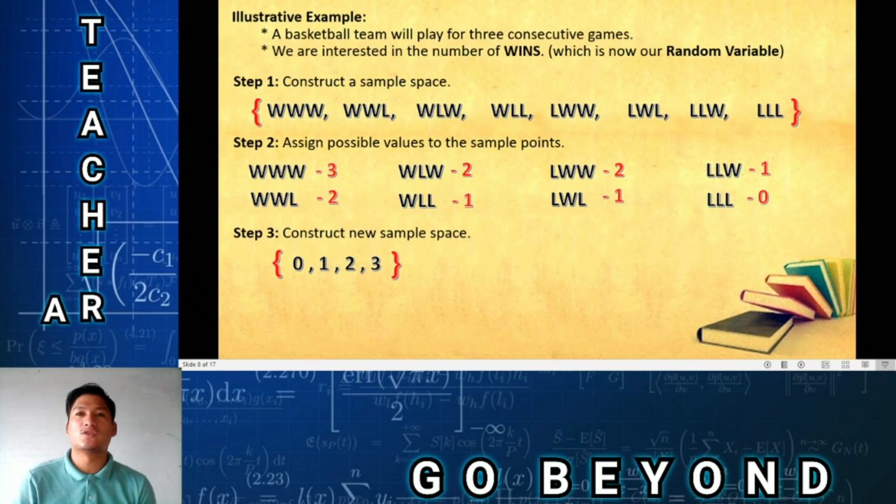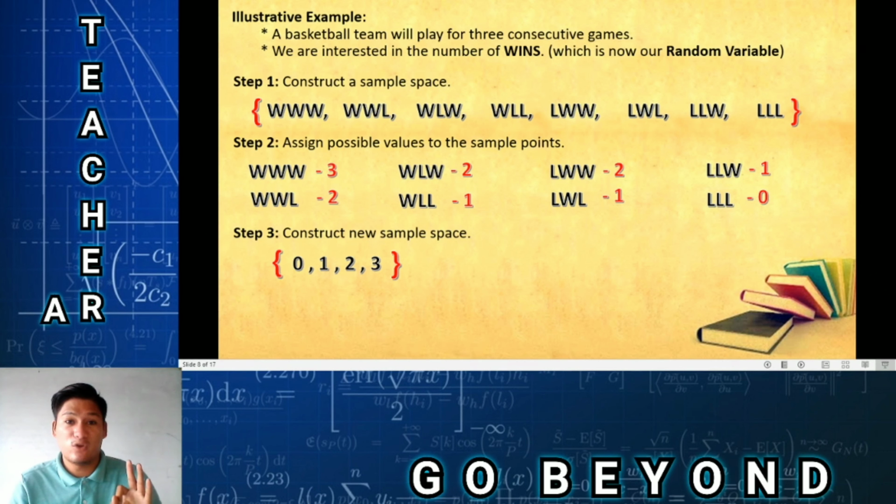Go back to the situation. A basketball team will play for 3 consecutive games. After the 3 games, posible ba na 0? Posible ba na wala kayong panalo? Of course, pwede. Pwedeng after 3 games, sayang wala tayong win. Lahat ng laro tayo talo. So 0. Pwede din, after 3 games, isa lang yung panalo nyo. Dalawa yung talo. At posible din that after playing the 3 consecutive games, you have 2 wins. And you have 1 loss.